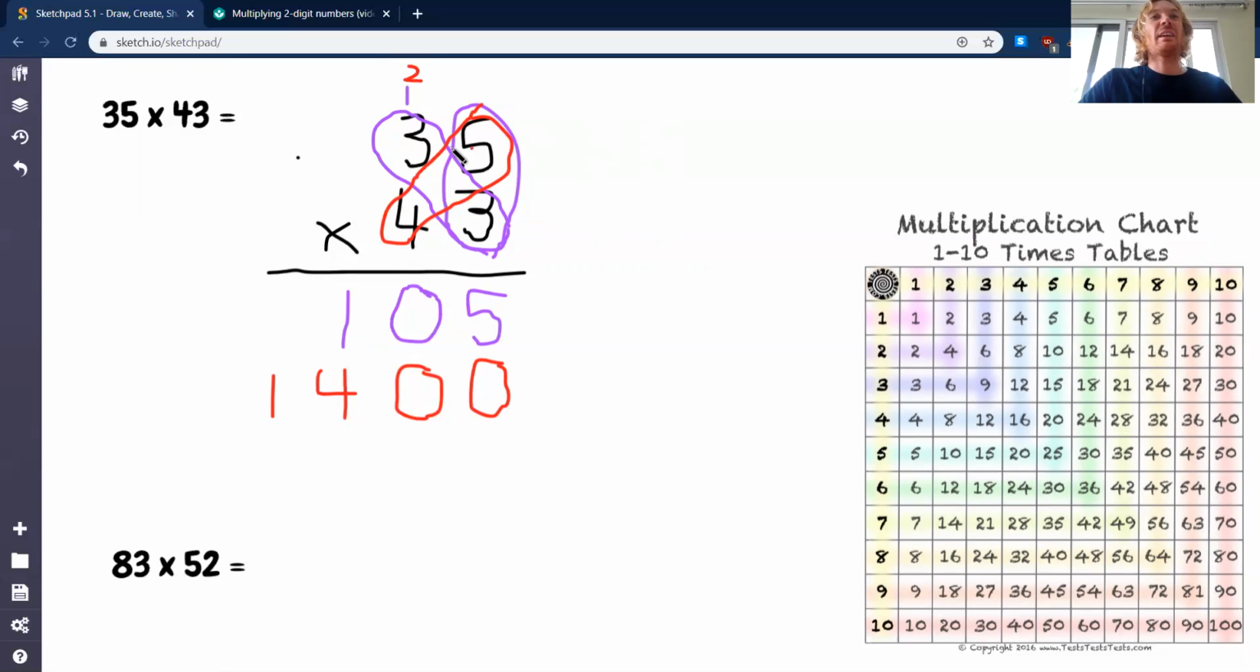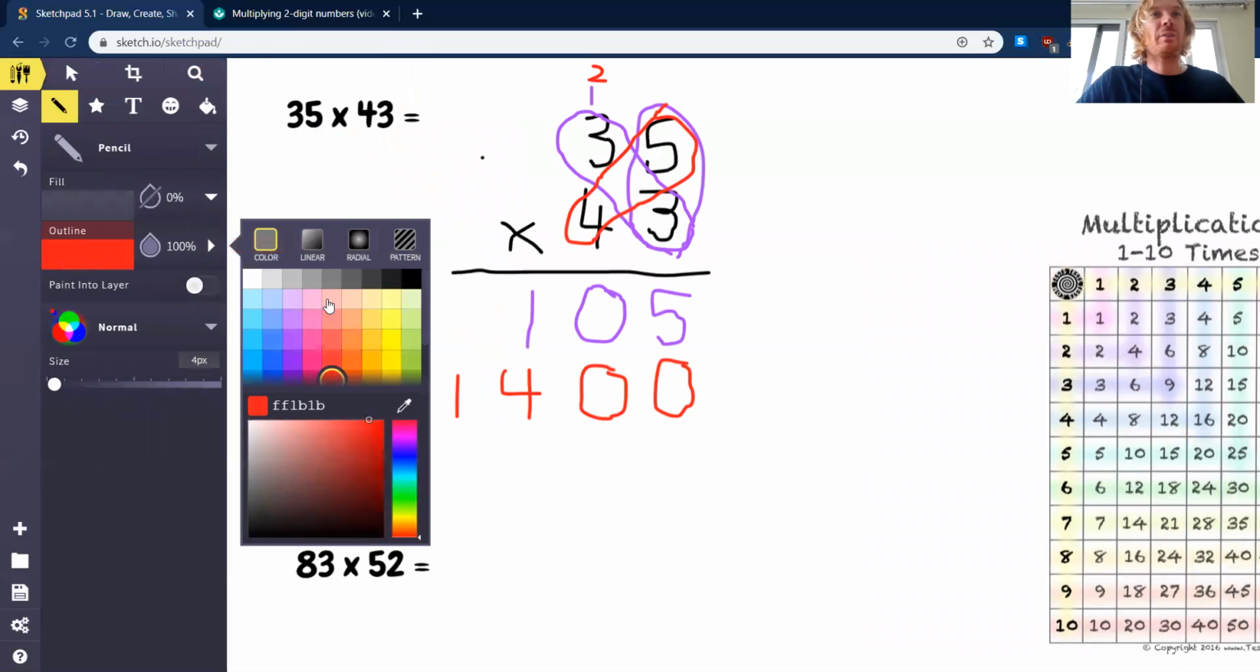So now we've broken it apart. Now we need to add these two numbers together. And 105 plus 1,400 is going to equal, let me do this one in another color. I'll go back to black for this one.